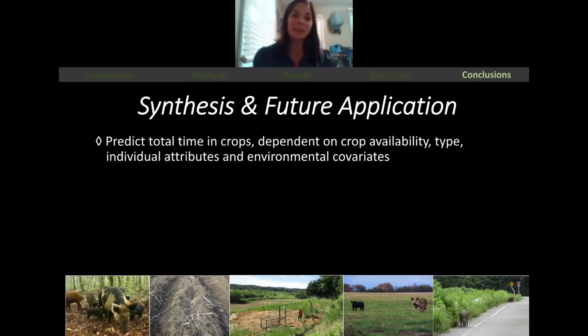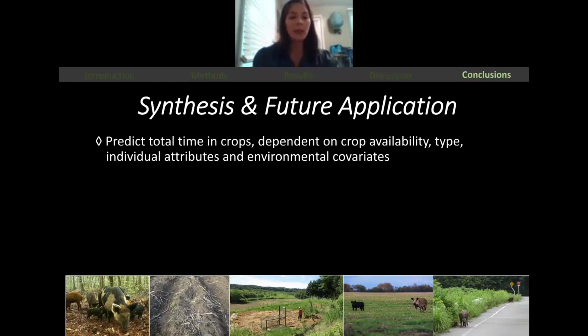The approach that we developed in this study provides a way that we can actually link damage and wild pig behavior, so their movement and their selection, and particularly in these crops. And so by combining commonly collected GPS data and using continuous time movement models, we developed a method that allows us to predict the total amount of time that wild pigs spend in crops, and in the context of crop availability, crop type, individual pig attributes, and environmental factors.